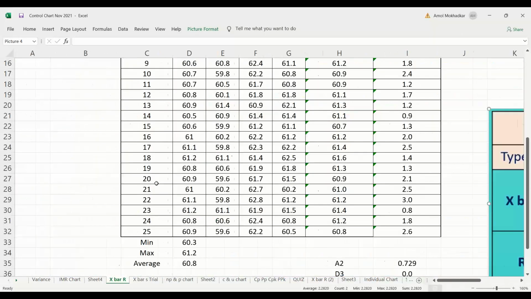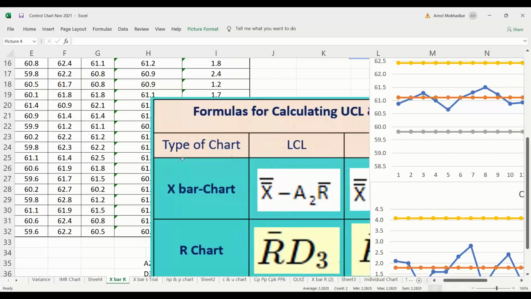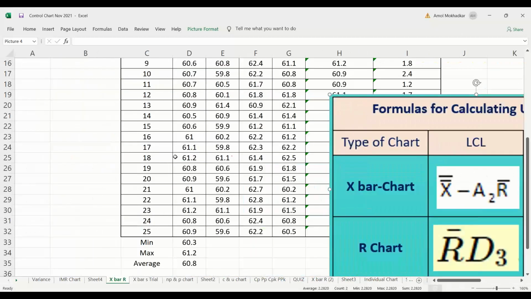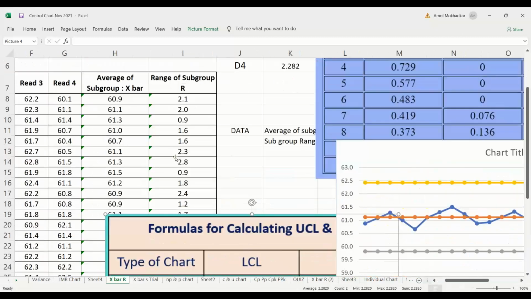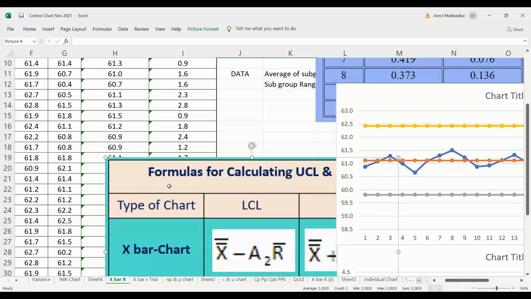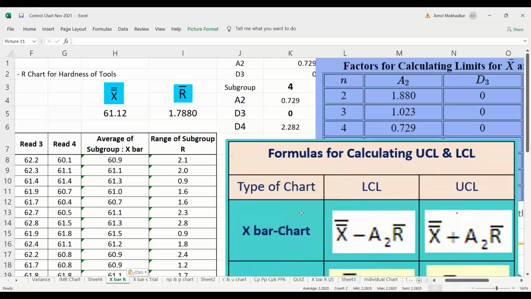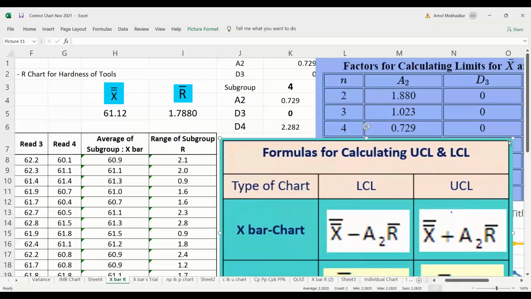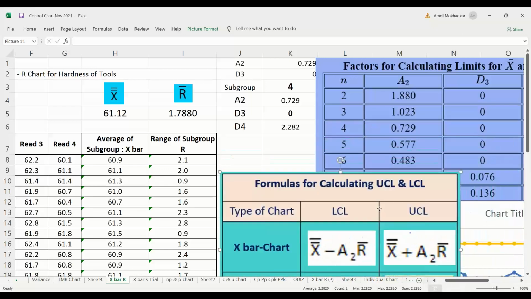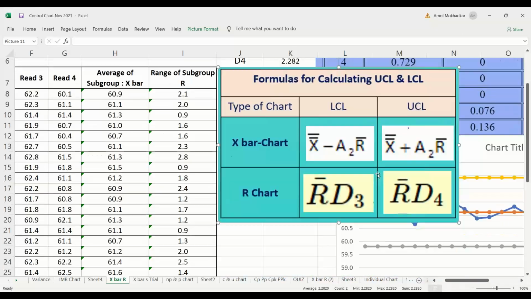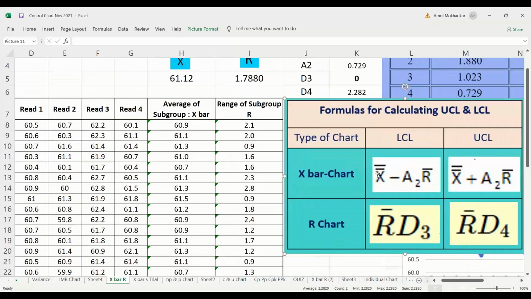I am showing you the formulas, so you need to calculate on your own. These are the values you have and these are the formulas you have. Tell me what will be your LCL and UCL for both the charts.